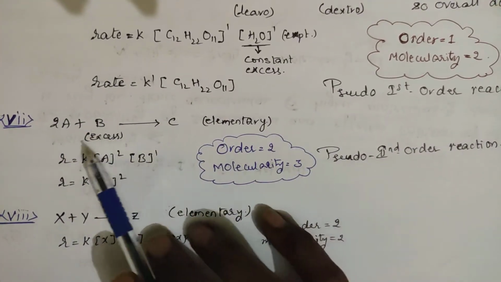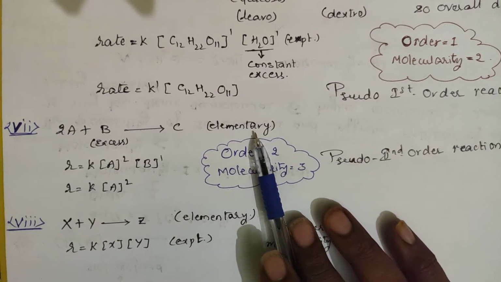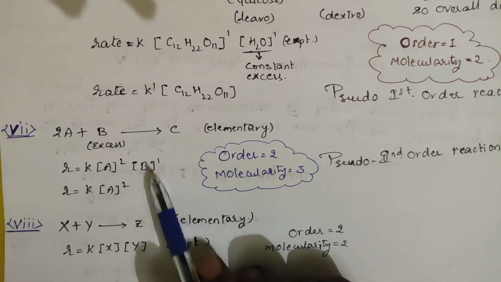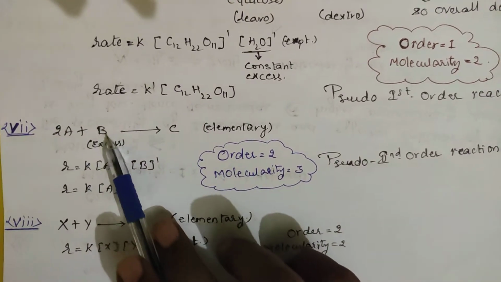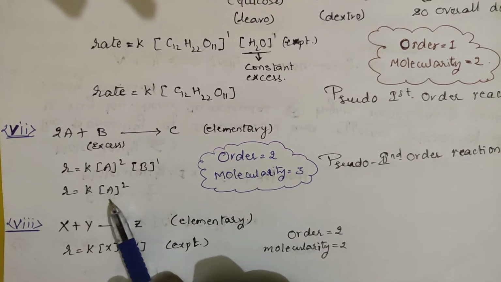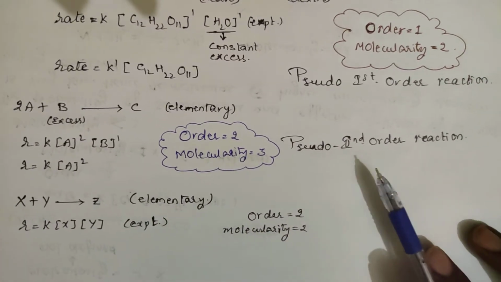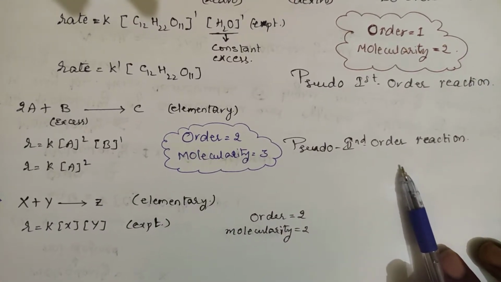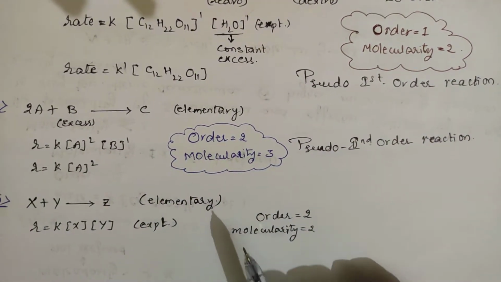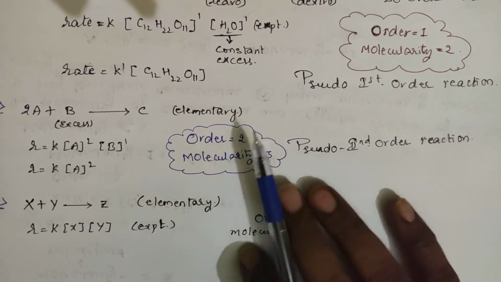Suppose you take 2A plus B, where B is taken in excess, forming C. This has been mentioned in the elementary step. Generally for writing the rate, K A square, B power 1. B you will not take into consideration because it is in excess. So it is equal to A square. So what will you write? Order is 2. Molecularity is 2 plus 1, here 3. So this is called a pseudo second order reaction. On final you get second order, but basically it is third order, right? This type of reaction is called a pseudo second order reaction.